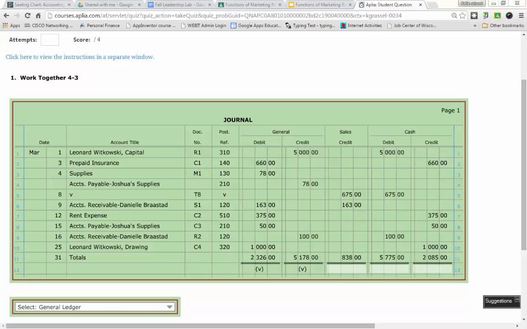So technically we have 3: sales credit, cash debit, cash credit. They're affecting 2 accounts, but here's the thing. Let's think about this. We posted individually these columns right here, general debit and general credit, because even though we affected accounts receivable Danielle Brasted twice, one was a debit and one was a credit, it would not make sense for us to have a journal that had a column for every account, would it? Your journal would be ginormously huge. Think about big corporations that have lots and lots and lots of accounts. So we have special columns for accounts that we're going to be using a lot.